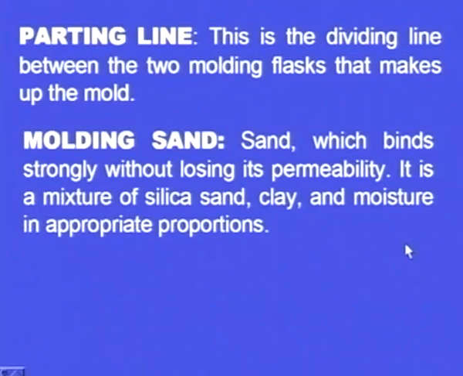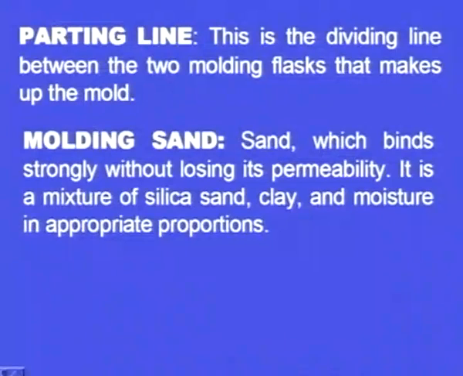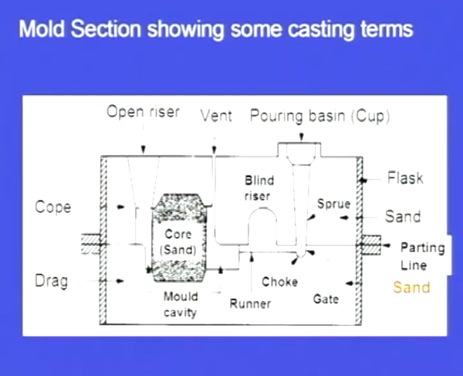Next one, molding sand. We prepare a hollow cavity in a compacted sand medium in most cases, and for that we need sand, and this sand binds strongly without losing its permeability. Means when we compact the sand, it should still be in a position to pass the hot gases through it. It is a mixture of silica sand, clay, and moisture in appropriate proportions. These proportions we will see later. So, this is a mold, and this whole thing is the molding sand.